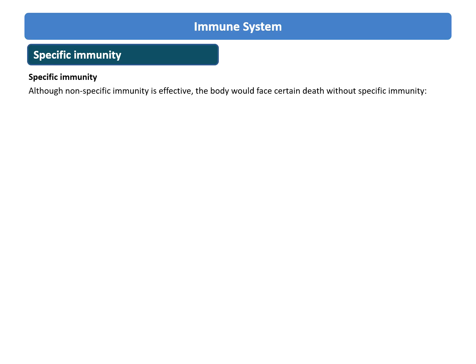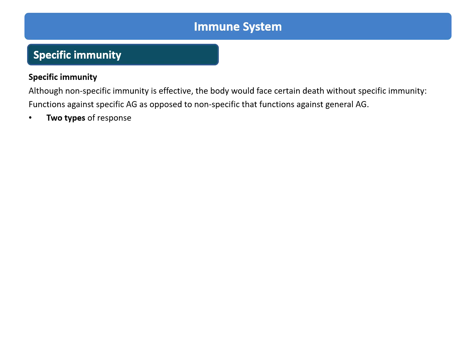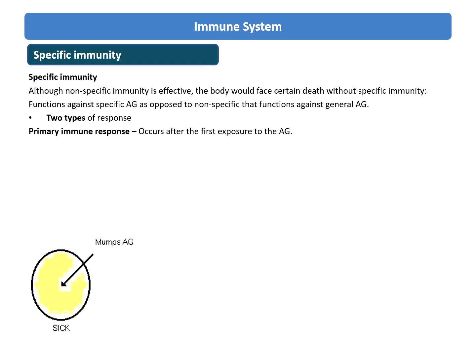Although nonspecific immunity is very effective, the body would face certain death without specific immunity. It's as though one is a backup for the other. It functions against specific antigens as opposed to nonspecific, which functions against general antigens. There are two types of responses in specific immunity. One is the primary immune response. It occurs after the first exposure to the antigen.